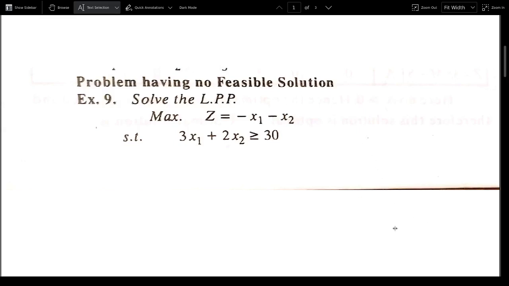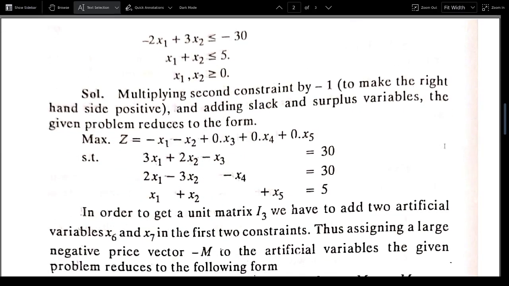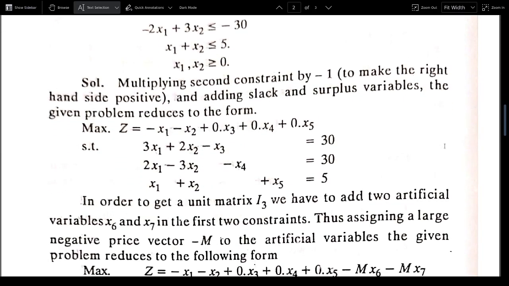Solve the linear programming problem: maximize z equal to minus x1 minus x2 such that 3x1 plus twice x2 greater than or equal to 30, minus twice x1 plus 3x2 less than or equal to minus 30, x1 plus x2 less than or equal to 5, x1, x2 greater than or equal to 0.